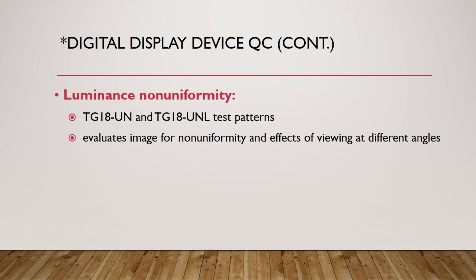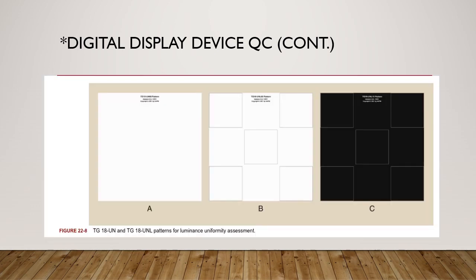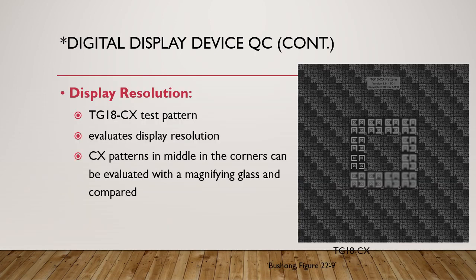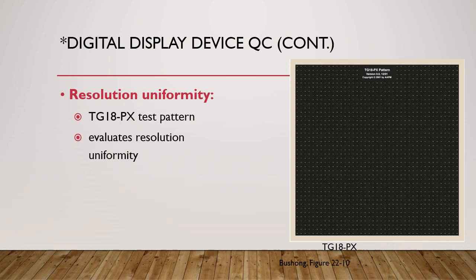There's also luminance non-uniformity that can be measured with the TG18UN and UNL test patterns. They evaluate for non-uniformity and effects of viewing at various angles. And here's the UNL. The TG18CX test pattern evaluates display resolution. The CX patterns in the middle and the corners can be evaluated with the magnifying glass and compared. And here's the PX test pattern. It's for resolution uniformity.